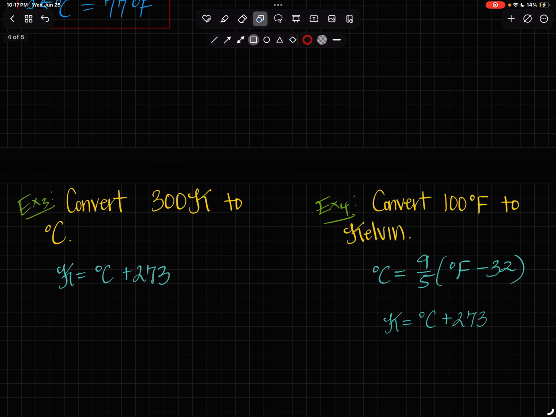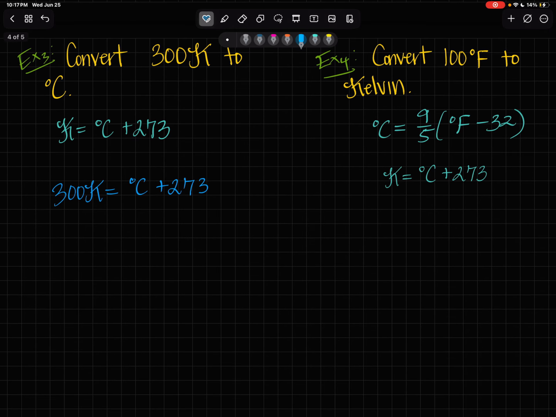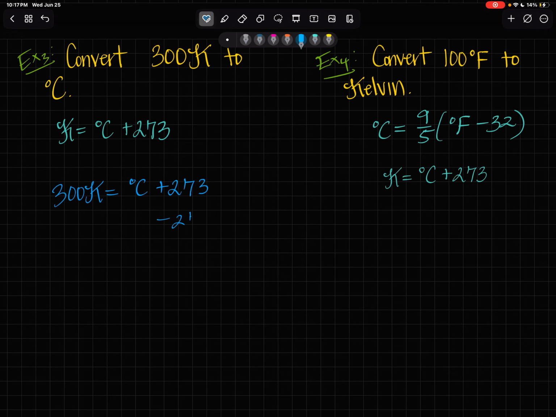Let's move on to example 3. Convert 300 Kelvin to degrees Celsius. Kelvin equals degrees Celsius plus 273. So let's input our Kelvin. 300 Kelvin equals degrees Celsius plus 273. We have to do some algebra. Let's subtract 273 from both sides.